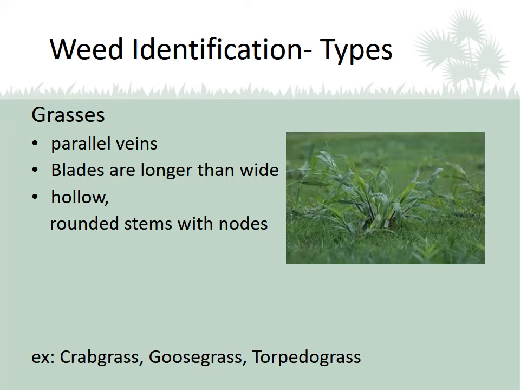The second main group of types of weeds is grasses. If you remember from botany, grasses are also monocots. So if you look at the leaf and all the veins are parallel, you know that it's a monocot or a grass type of weed. Normally the blades are longer than they are wide. Many of these have hollow, rounded stems with nodes. A couple of examples that you would find in a garden or in a lawn would be crabgrass, goosegrass, or torpedograss.